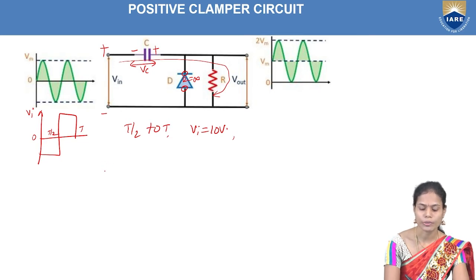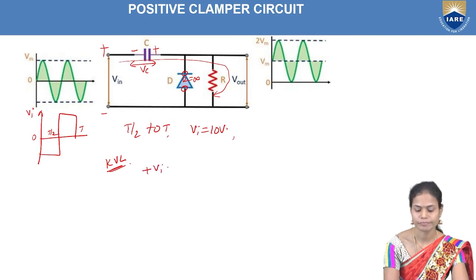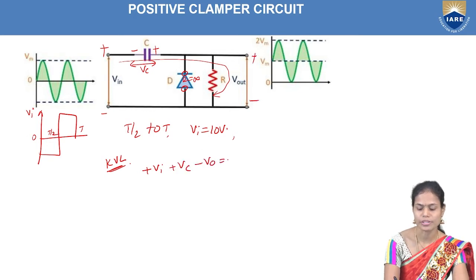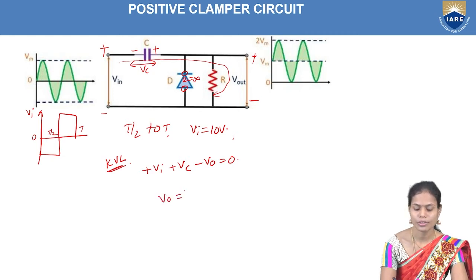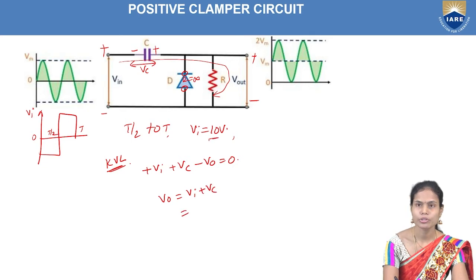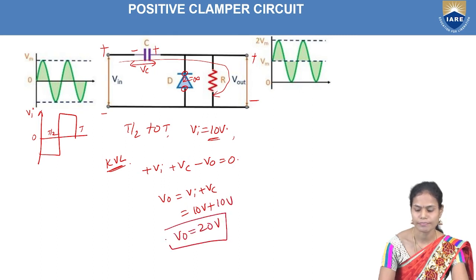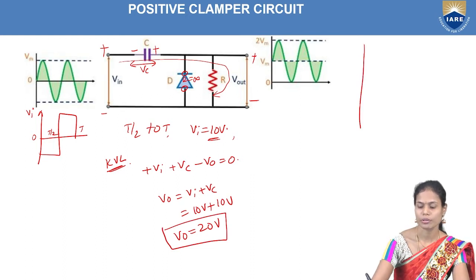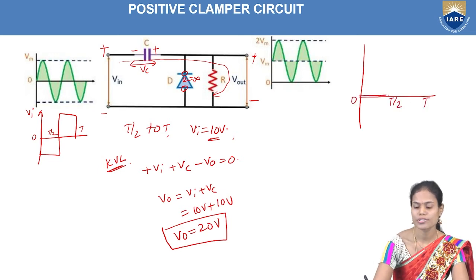So to find the total output voltage, again I am applying KVL, that is plus Vi plus VC minus V naught is equal to 0. So V naught is equal to Vi plus VC. My input voltage is 10 volts here and the capacitor voltage we got here is 10 volts. So the total output voltage is 20 volts. So if we draw the output waveform, from 0 to T by 2 duration, the output voltage is 0 volts, and from T by 2 to T duration, the output voltage is 20 volts.